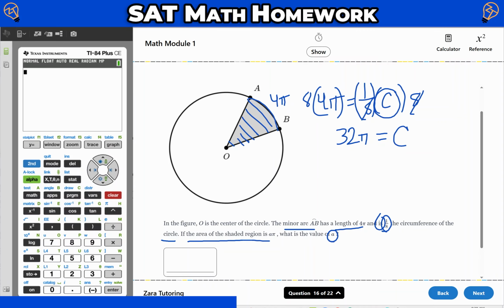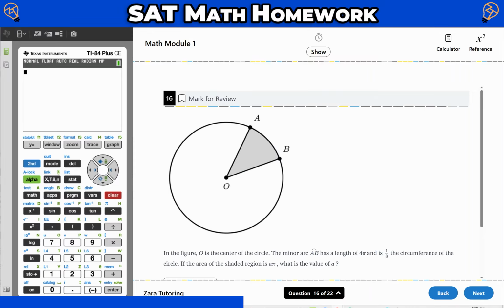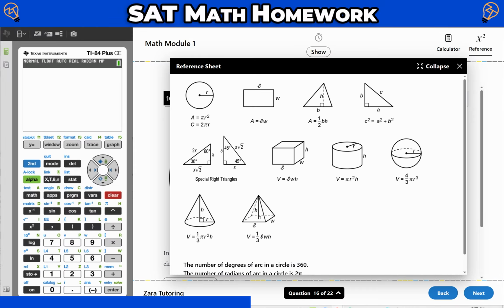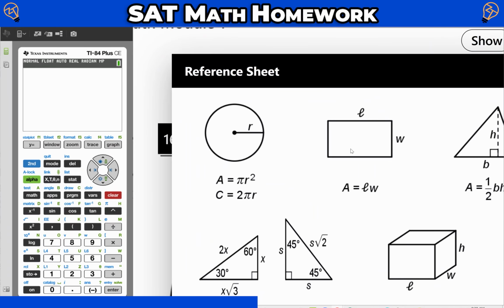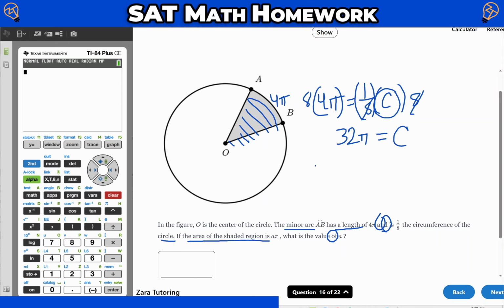Okay, now in case you don't know the formula for the area of a circle, you could go to the upper right to the reference document, and you'll see both the area formula is pi r squared and circumference is 2 pi r, which actually will come in play in this question. Okay, so we'll take the area is pi r squared.